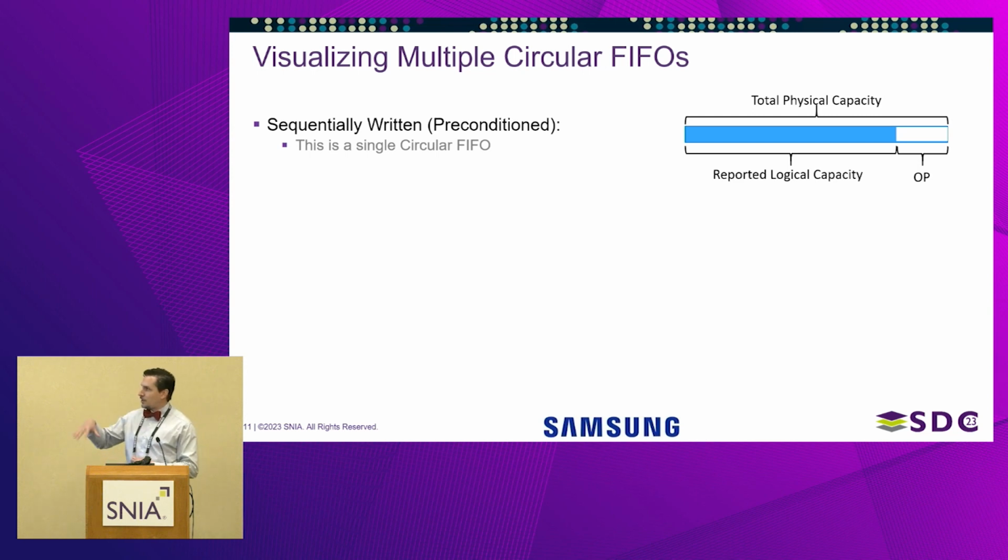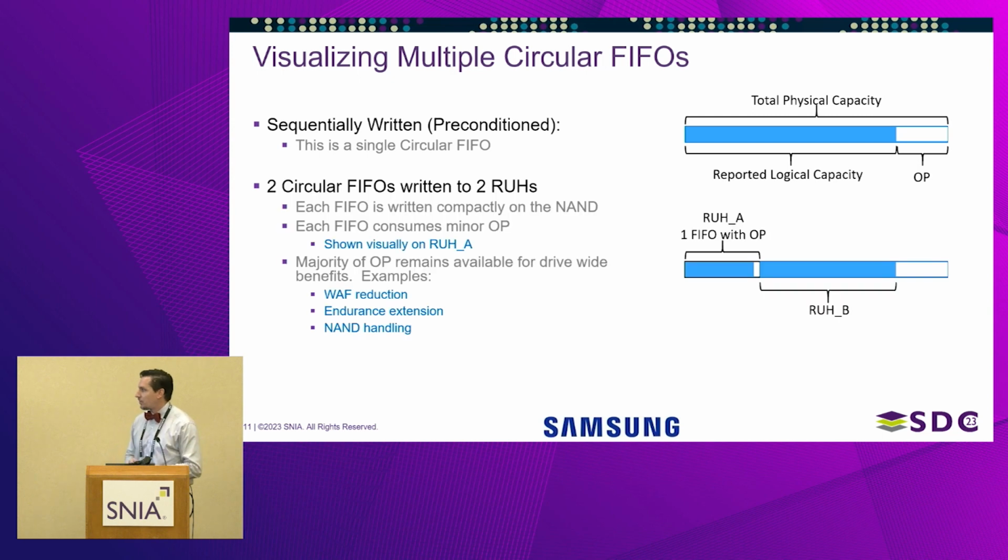So when you have one circular FIFO, we again have this drawing of our one conventional drive that's sequentially written. It is a circular FIFO. So when we look at two circular FIFOs, visually we can see RUH A is one circular FIFO with a small amount of OP, that one extra RU as you circle that's shown there, but RUH B is again compact itself in this simple example. So it's a new visualization of the same effect though.